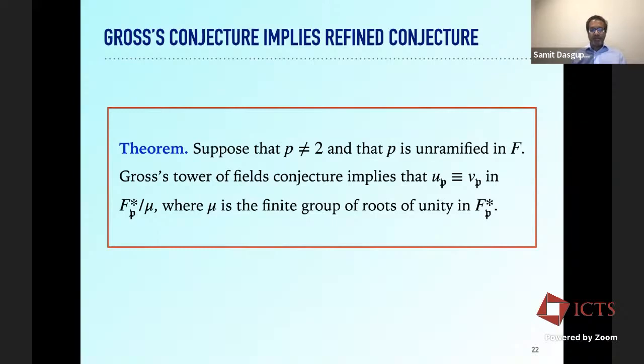That is, if p is not equal to 2 and p is unramified in F, that implies all the assumptions of the previous construction. Then Gross-Stark's conjecture implies that u_p is congruent to v_p, as long as you mod out by the roots of unity. So the non-p part of F_p^* is exactly in the roots of unity. Or I should say, in the p-adic completion of F_p^*, the image of F_p^* mapping to the p-adic completion. The kernel of that is the group of roots of unity. That's what I'm trying to say. So that's where you lose some information.